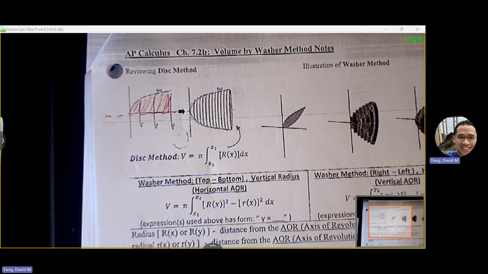Okay, but today we're talking about what if there's a gap? What if there's a hole? What if there's a hollowness to the object? If that's the case, then we have to subtract something out, because it's not the true volume if there's a hollowness to the object.